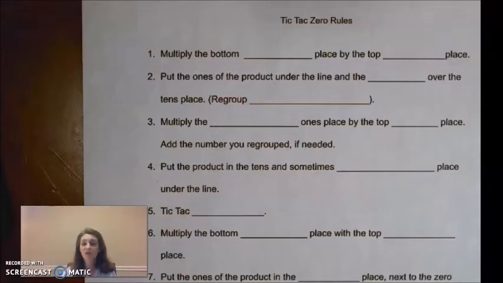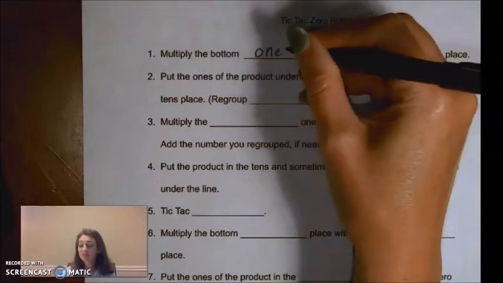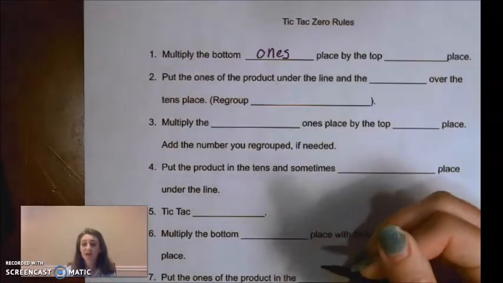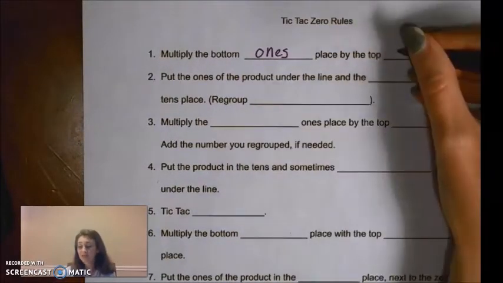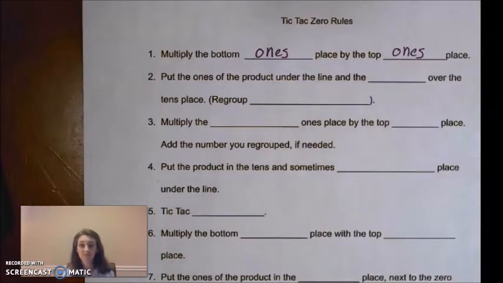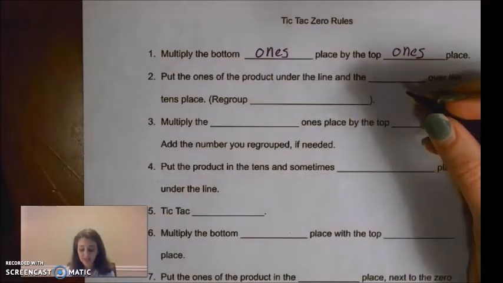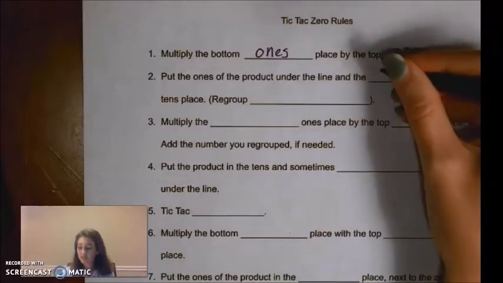Step 1, you're going to multiply the bottom ones place by the top ones place. Ones place times ones place. Then you're going to put the ones place of the product under the line and the tens over the tens place.